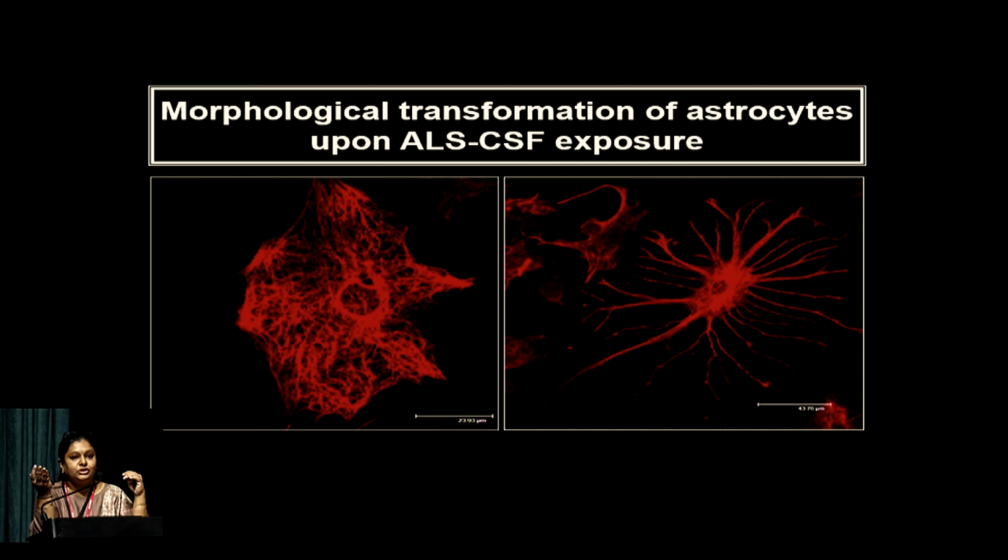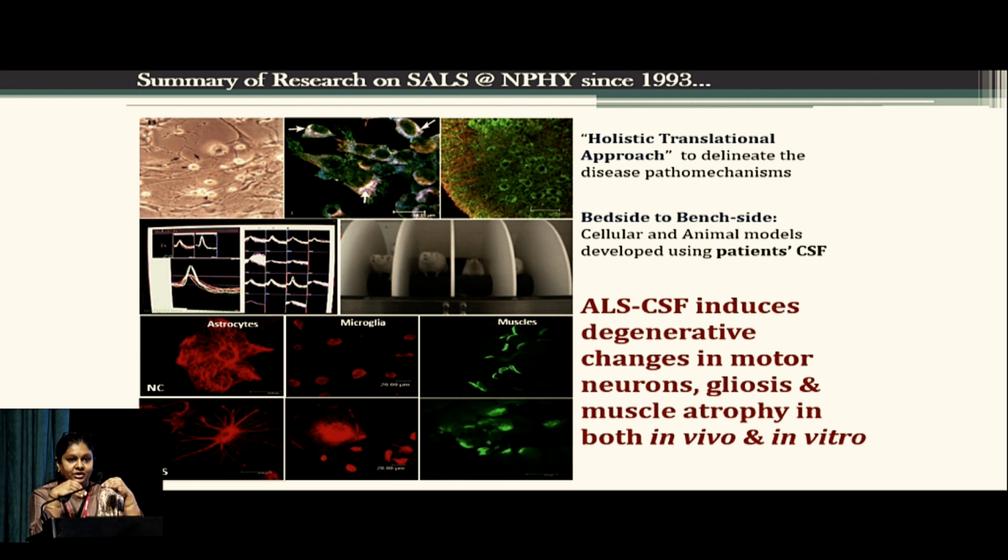Next, please. So from all this study, what we understood is that there are different cell types like astrocytes, microglia, and muscle, all of which are affected, be it in animal model or in vitro conditions, to say that the CSF of ALS patients has something in it to kill the neurons or bring in the degenerative changes.